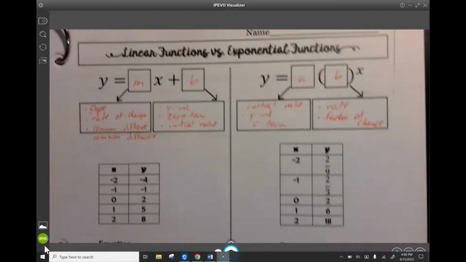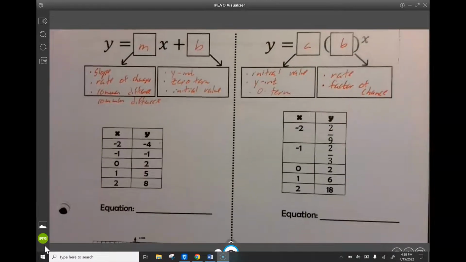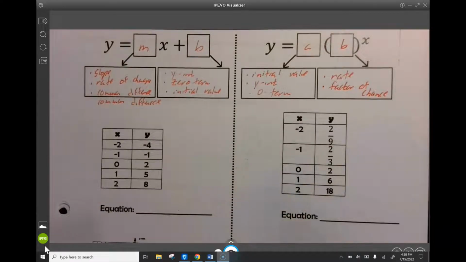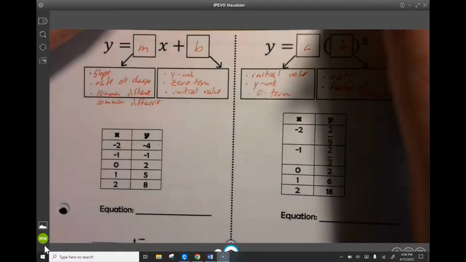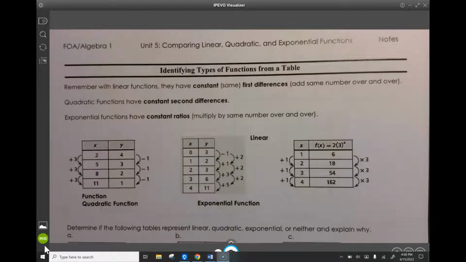So one of the ways that you're going to see this, and you'll see this a lot on your practice EOC test, is it wants you to compare tables and to be able to identify which table is what. So that's where I want you to go to that other sheet that I've given you. It looks like this: identifying types of functions from a table. And now we're going to also pull in quadratics.